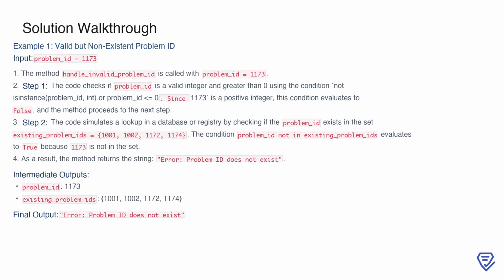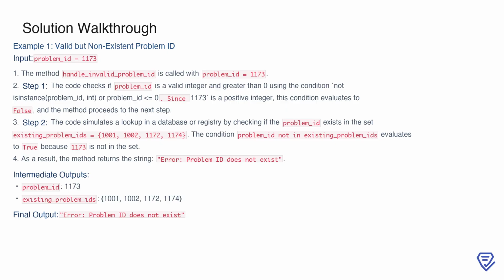In this example, we start with a problem_ID of 1173. The method handle_invalid_problem_ID begins by checking if the input is a valid integer greater than 0. This is done using the condition not isinstance(problem_ID, int) or problem_ID equals 0. Since 1173 is a positive integer, the condition evaluates to false, so the code moves forward.